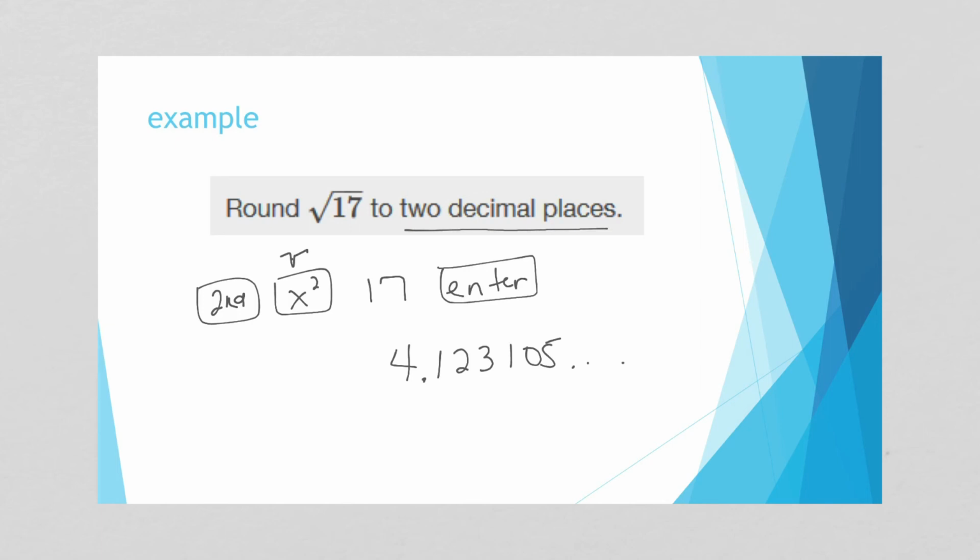That means I need to look at the third decimal to decide what to do with that 2. Since this is a 3, I just drop everything. So rounded to 2 decimal places, this would be 4.12.